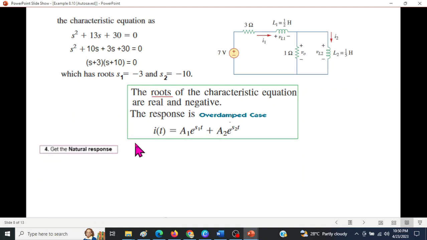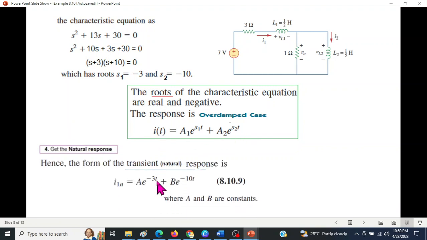So we now can get the natural response, which is this one, by writing from the transient of the natural response, I1 natural is A times, instead of A1, A2, we are just writing A and B. Doesn't make any difference. And S1 we are replacing by minus 3, and S2 we are replacing by minus 10 from here. So this is our transient equation or the natural equation. We still need to find the unknown constants A and B.